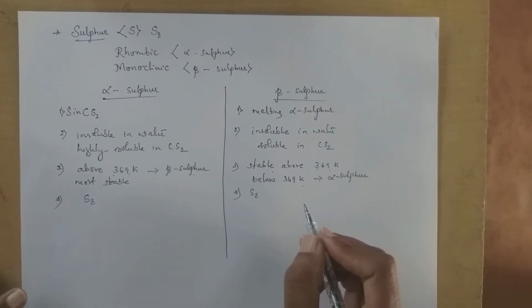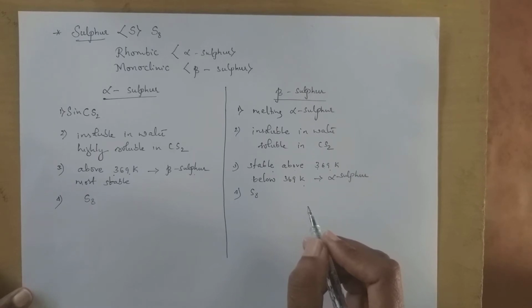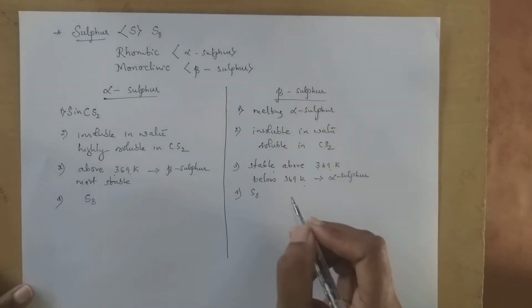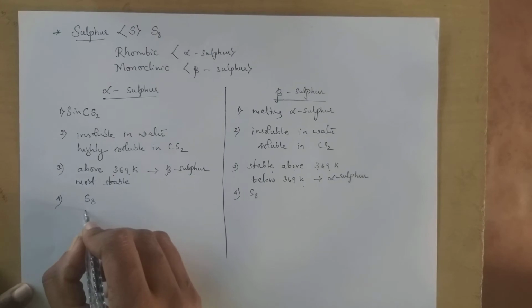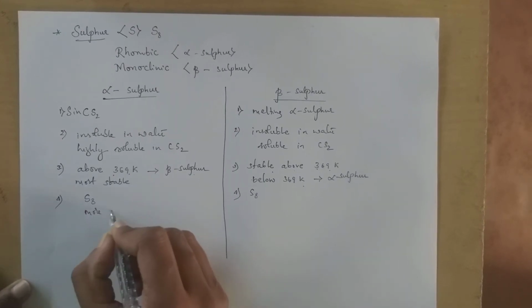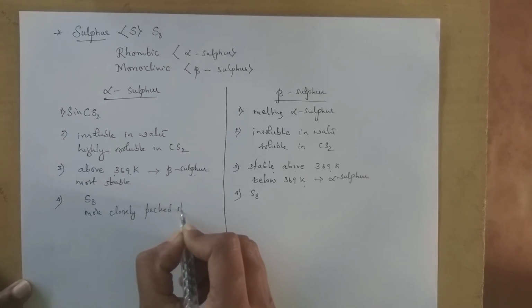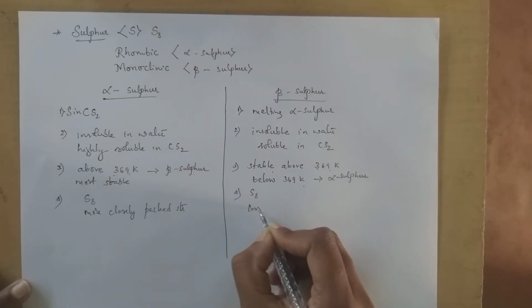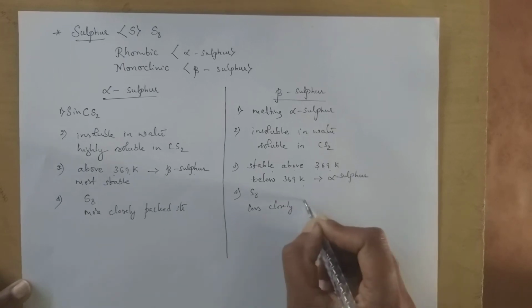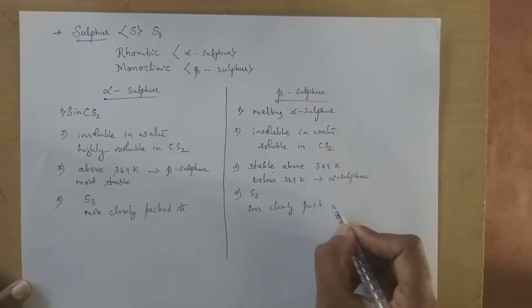So here we are having a crown shape. Okay na. But the rings are less closely packed, comparatively, we have less closely packed rings. Here, more closely packed structure, whereas less closely packed structure in case of beta sulfur.